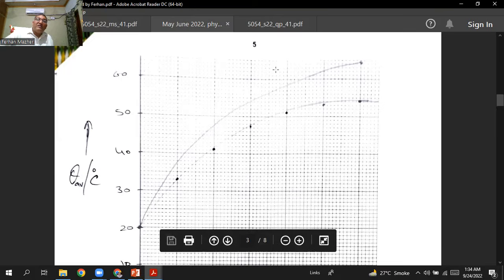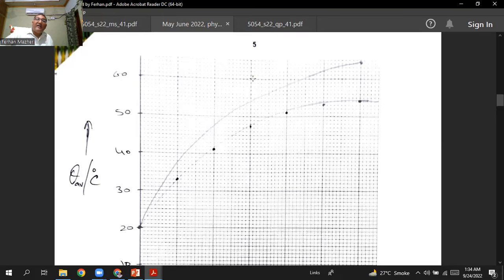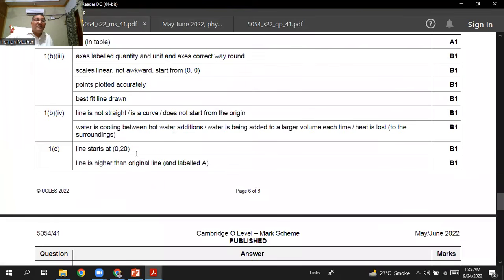And I forgot to label it. You have to write here A.